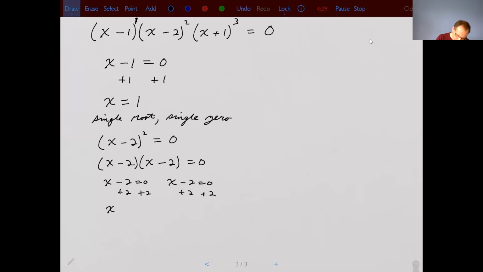So this is x equals 2, x equals 2. But even though we're getting the same value, because of this square here, we're really getting two solutions that are the same. So this is often called a double root.